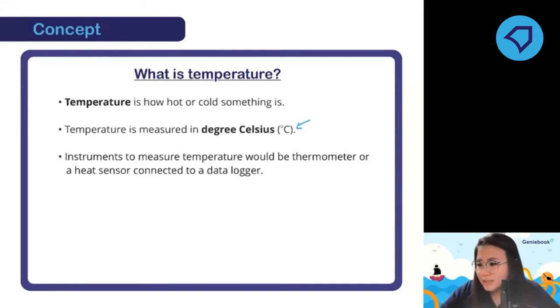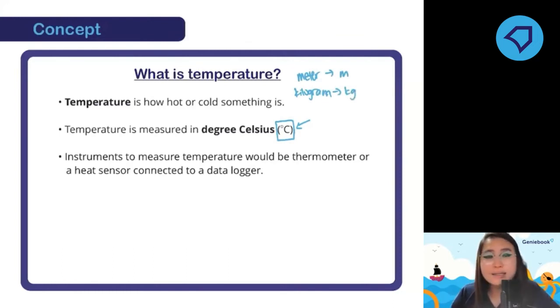You see that this is the correct form of writing the units. Sometimes you write meter as m, kilogram as kg, right? For degrees Celsius, you write this symbol, a degree with a circle on the top and then a capital C. If I'm trying to say this is 100 degrees Celsius, I write it like this. The circle should be above and it should be a capital C.